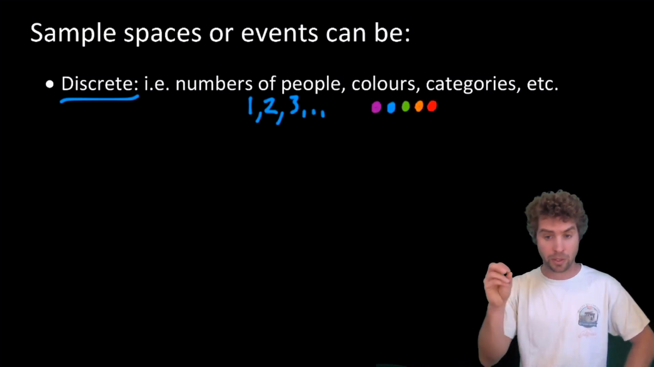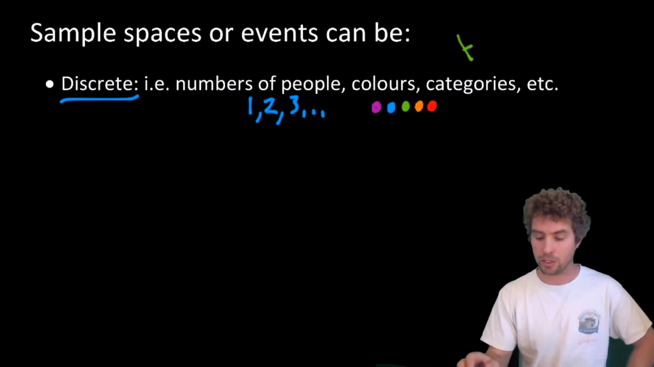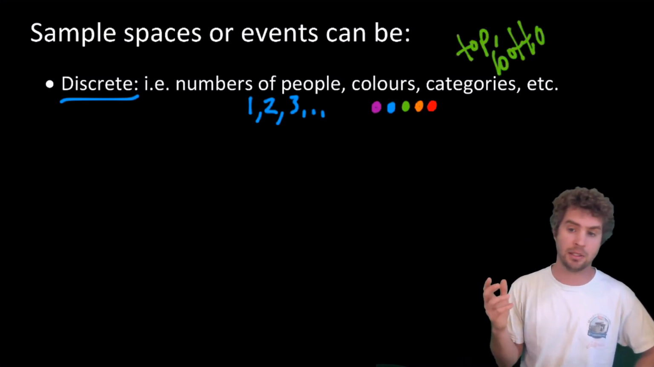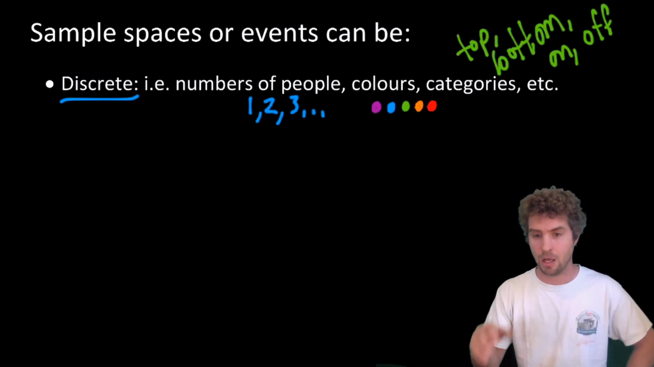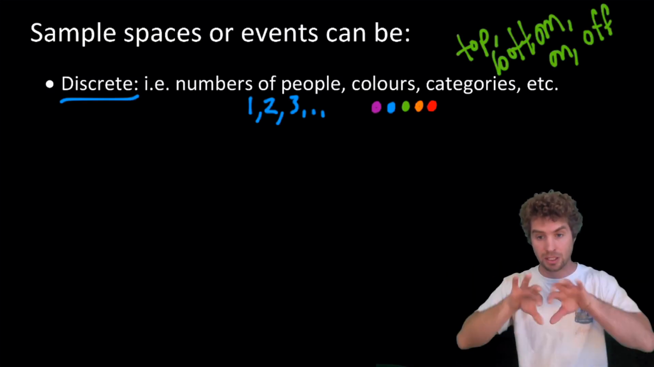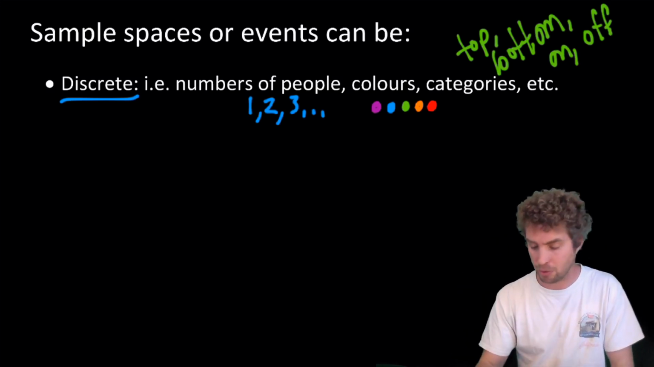Colors, when we define colors, they are distinct, unique colors. Categories like top, bottom, left, right, things like that. Hot, cold, although temperature is continuous. So discrete are separate, non-overlapping, and no gradient in between them, things like that.